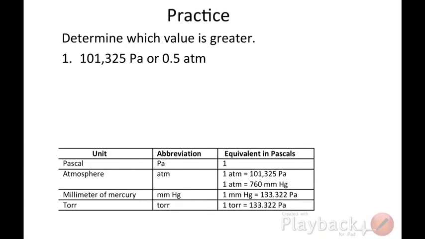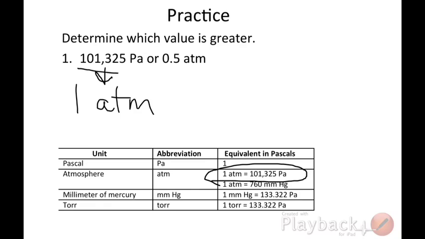Here's our next problem. We're looking at 101,325 pascals or 0.5 atm. So let's look at our chart and we find that 1 atmosphere equals 101,325 pascals. So that means that this is the same as 1 atmosphere. And 1 atmosphere is bigger than 0.5 atmospheres, so this is our larger value here.